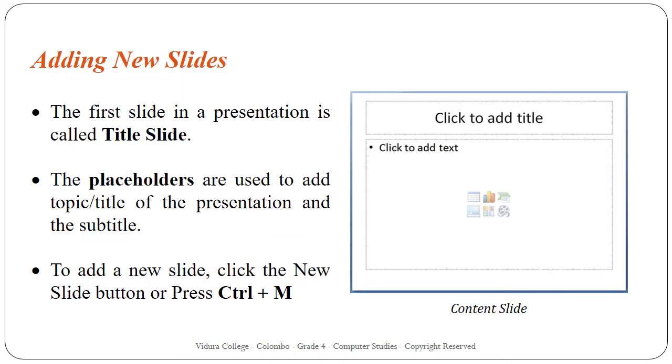When you start Microsoft PowerPoint, the first slide you get is called the title slide. Like the word says, it looks like a cover page of a book. We use the placeholder to add the title or the topic of the presentation. You can add more slides by simply pressing Ctrl key and M or by clicking the new slide option in the insert ribbon.